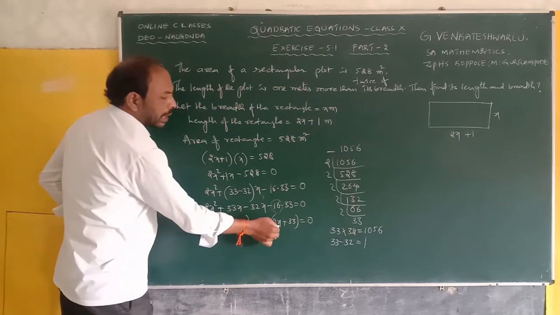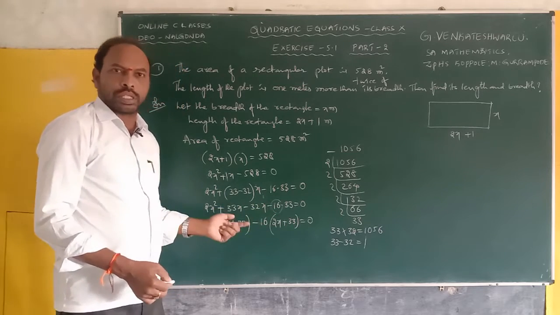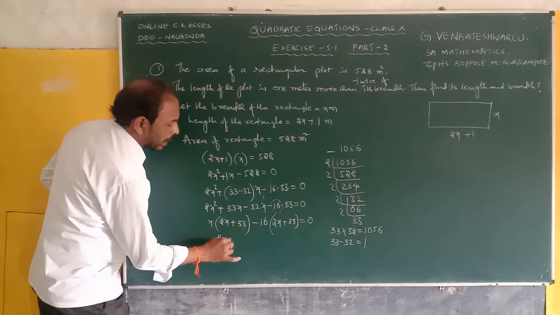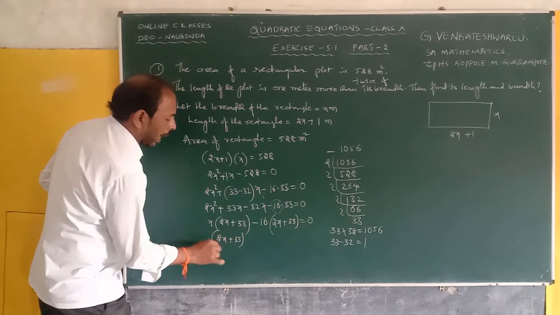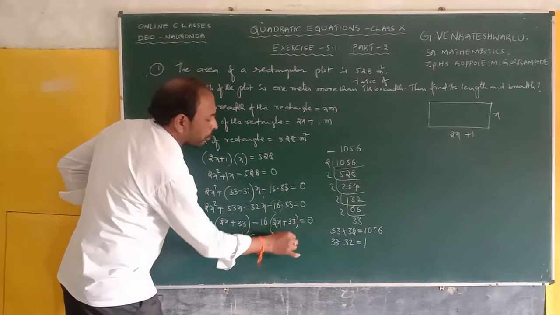So 2x plus 33 and 2x plus 33, this linear factor is common in both these two terms. That's why 2x plus 33 is taken as the common term, and the remaining term is x minus 16, equal to 0.